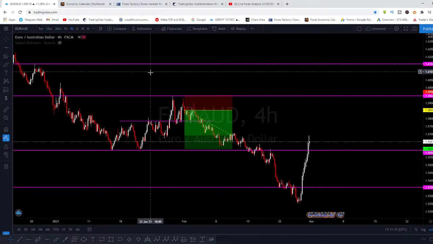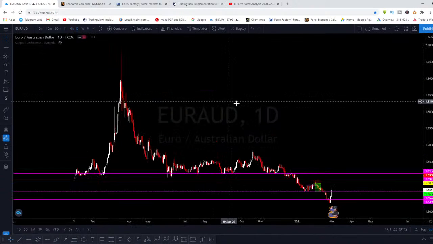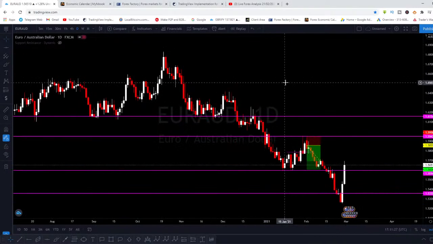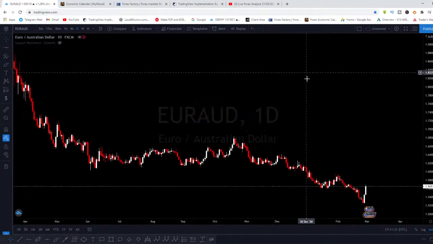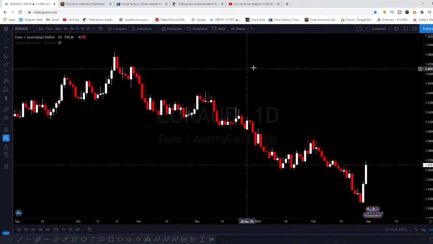And right now, Euro AUD is coming up for a retracement. So all of this move is a retracement move that is happening on Euro AUD right now, because you see what is happening here or what has happened here. Let me clear this so that you can understand exactly what I'm saying on Euro AUD. So you guys are seeing it, right?